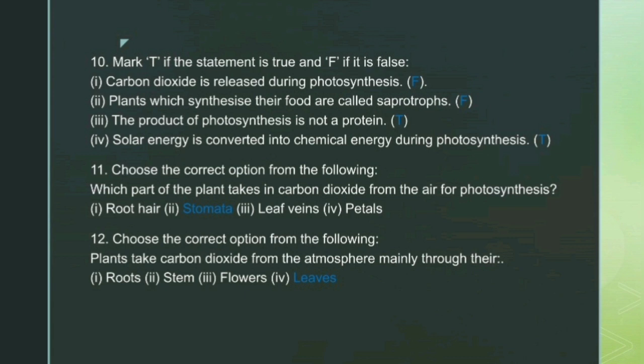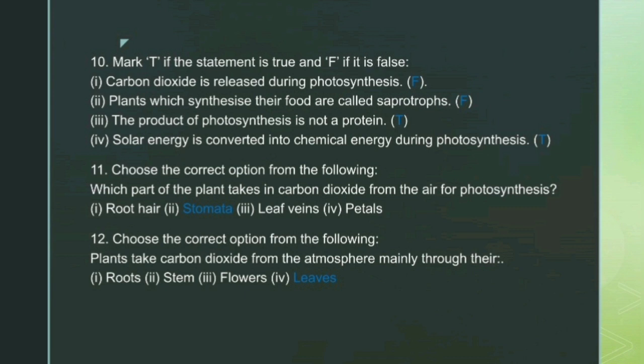True and false question. Carbon dioxide is released during photosynthesis. False. Oxygen is released. Plants which synthesize their food are called saprotrophs. False. Plants are called autotrophs. The product of photosynthesis is not a protein. True. It is glucose and oxygen with energy. Solar energy is converted into chemical energy during photosynthesis. True. Solar energy is changed into chemical energy during photosynthesis.